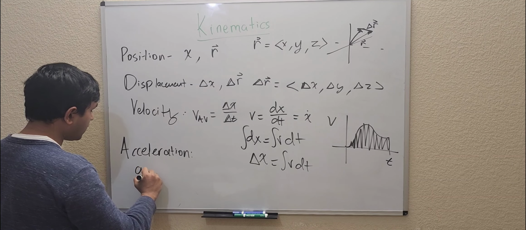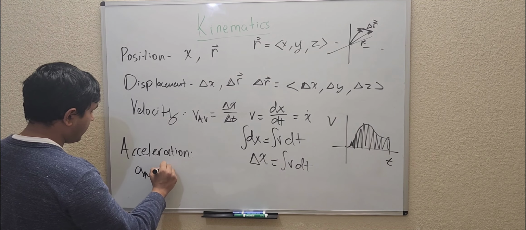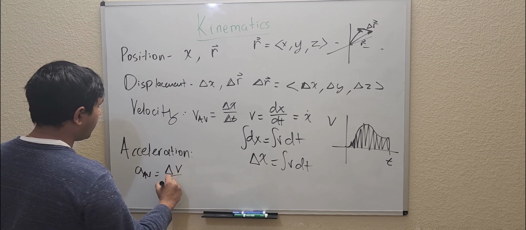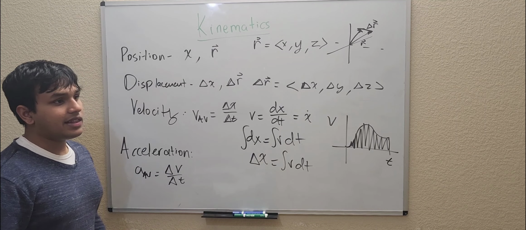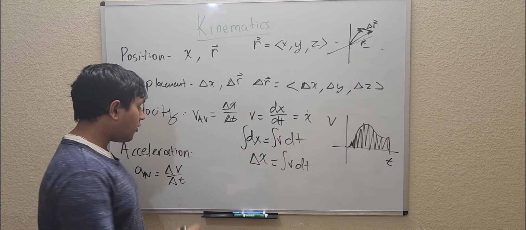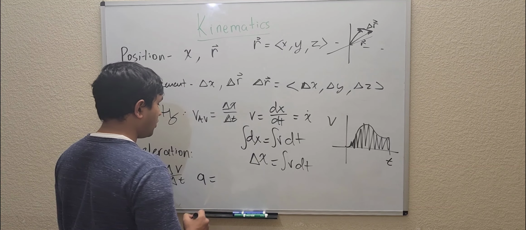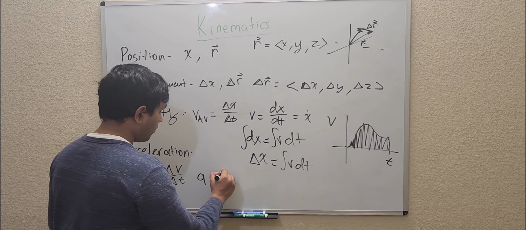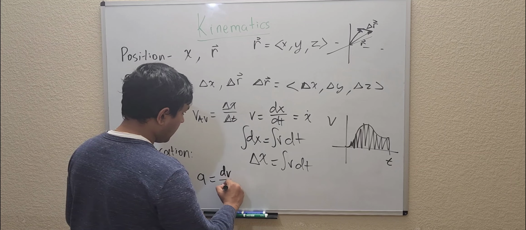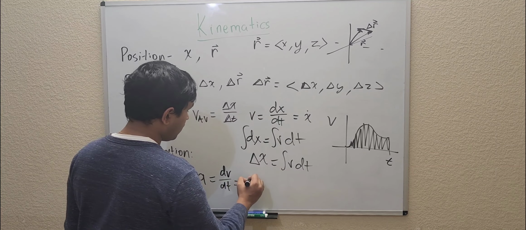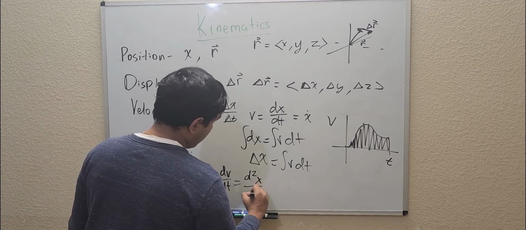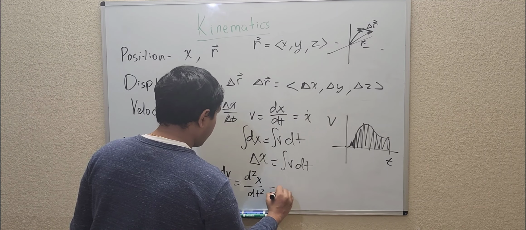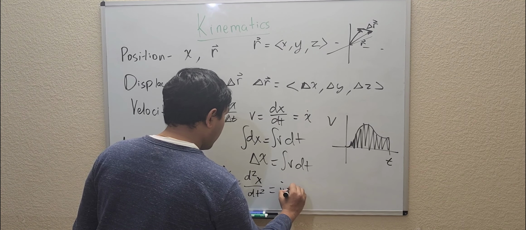The average acceleration is delta v over delta t. If we take the limit as delta t goes to 0, we get the instantaneous acceleration, which I will just write as a, equal to dv over dt. And since v equals dx by dt, this can also be written as d squared x over dt squared. Same thing as v dot or x double dot.